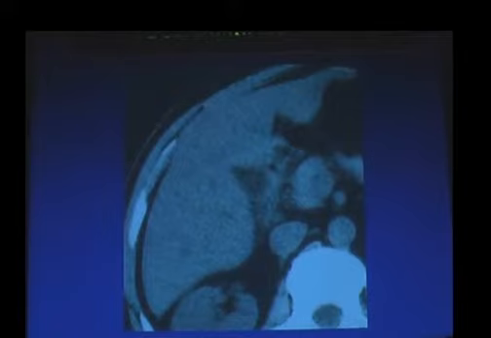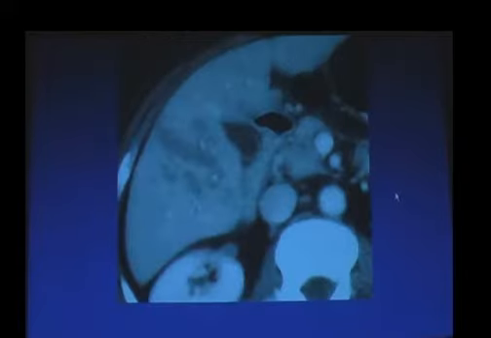There's no blood around the liver. The liver parenchyma looks really pretty normal. But we went back and rescanned this patient with intravenous contrast material, and now you can see the multiple hepatic lacerations present within the right lobe.